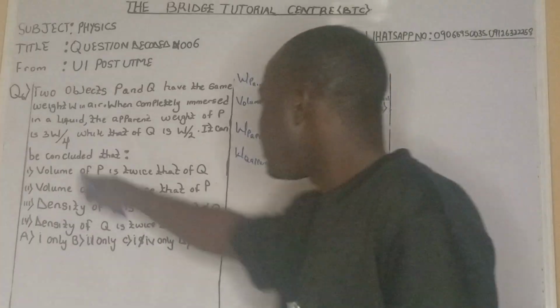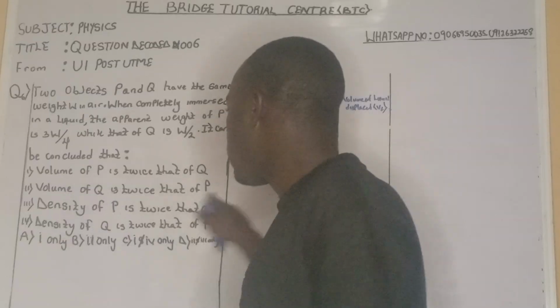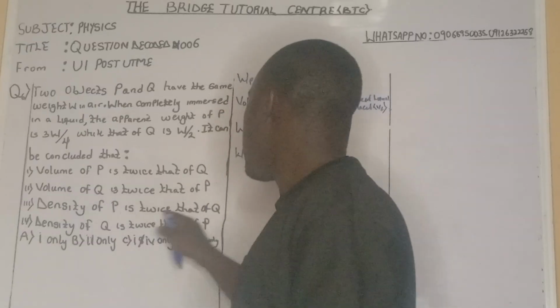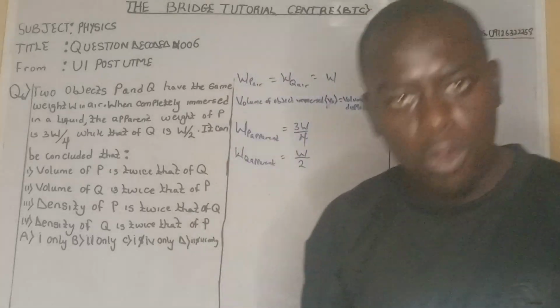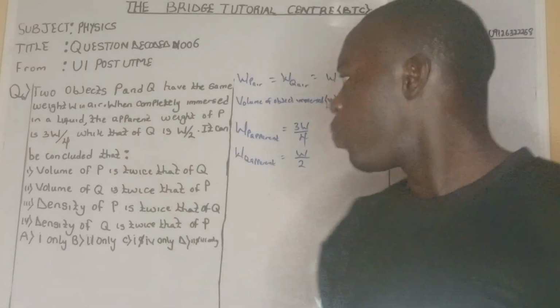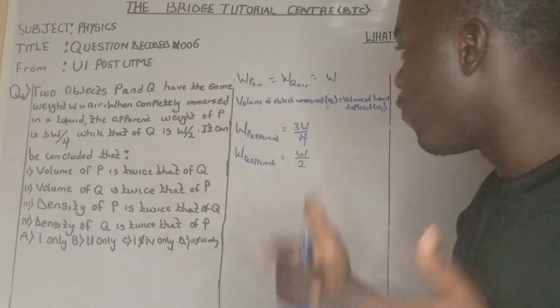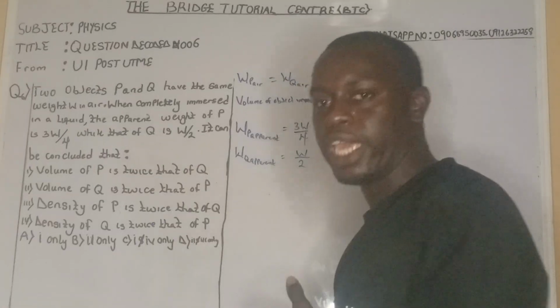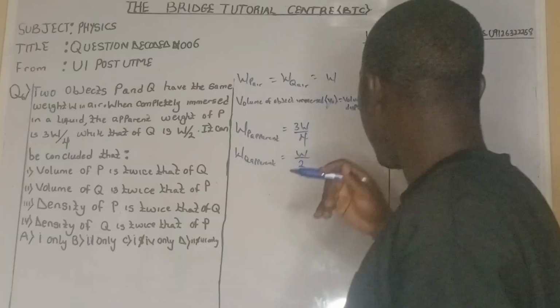It can be concluded that number one, the volume of P is twice that of Q; the volume of Q is twice that of P; the density of P is twice that of Q; the density of Q is twice that of P. You can see what they are considering there is the volume and the density. So now let us find the volume of P and Q, and we compare it with the density. Now, okay, how do we go about that?